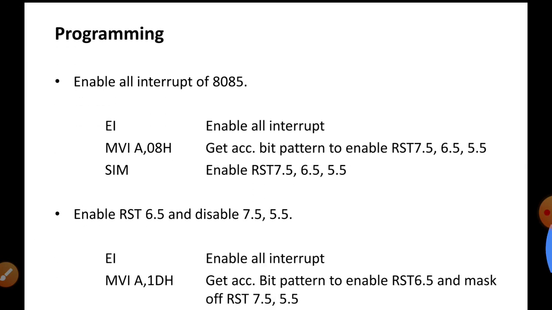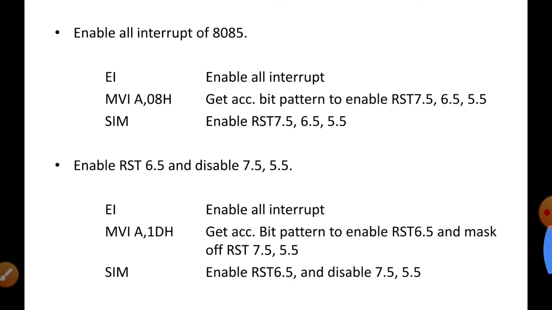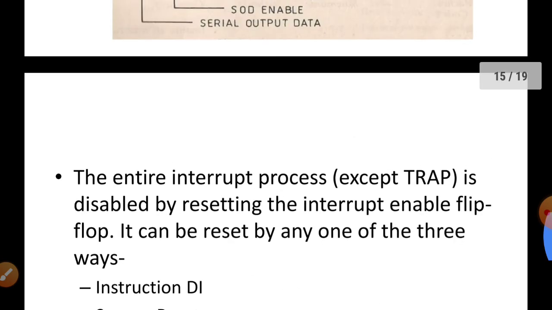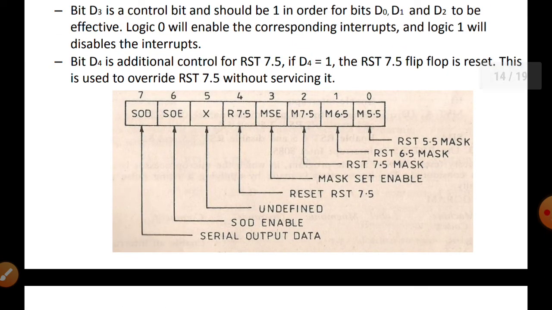Now, as far as the programming is concerned, if we have to enable all the interrupts of 8085, for that particular purpose we have to use the enable interrupt instruction, whose purpose is to enable all the interrupts, and then we have to put a certain pattern into the accumulator, so that whenever we use the SIM instruction, we are able to enable the individual interrupts. So we are putting 08 into the accumulator.